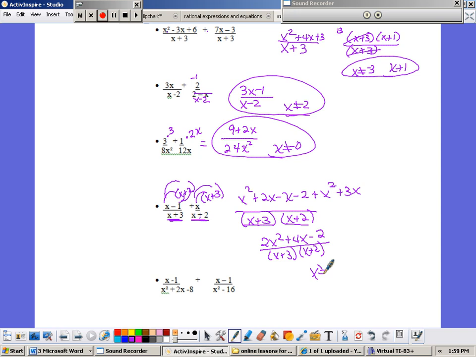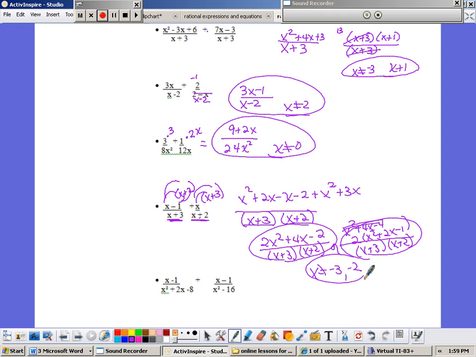Well, my restrictions are x cannot be negative 3 or negative 2. Can I factor the top? 1 and 4, 2 and 2, subtract for 4. Nope. Okay, how about pulling out a 2? 2 times x squared plus 2x minus 1 over x plus 3, x plus 2. Still not going to reduce. So it's one of these two answers with those restrictions.